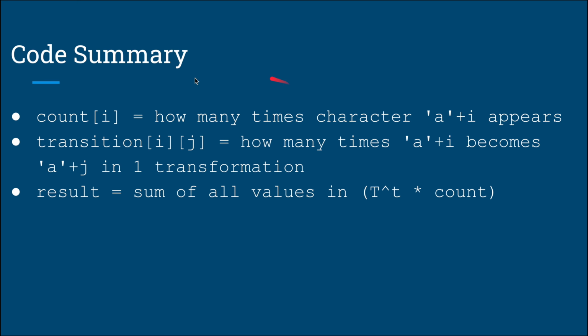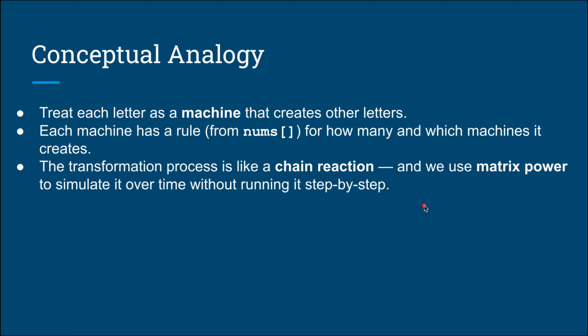So to summarize the approach: count[i] is how many times each character appears, and the transitions[i][j] tell how many times character i becomes character j in one transformation. We have to take the sum of all the values in the matrix to the power T, let's suppose 2 in this example, times the counts, and you will find the result.